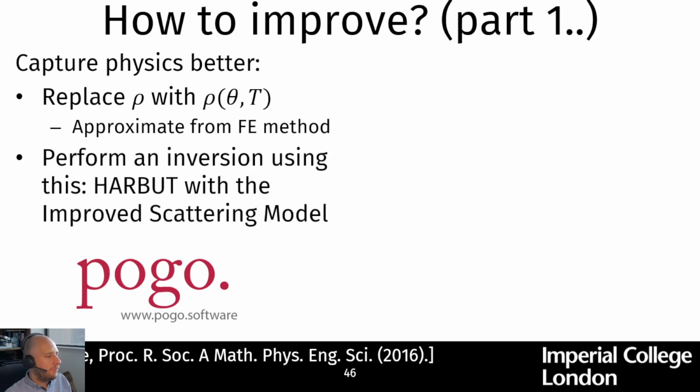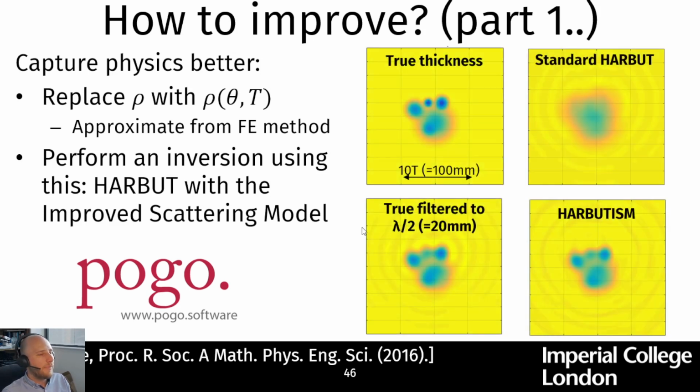So, assuming we then know that, we can perform an inversion using this new information. Effectively it's Harbert with the improved scattering model, which we've called Harbertism. If we do apply Harbertism, then you can see we get a much better reconstruction here.